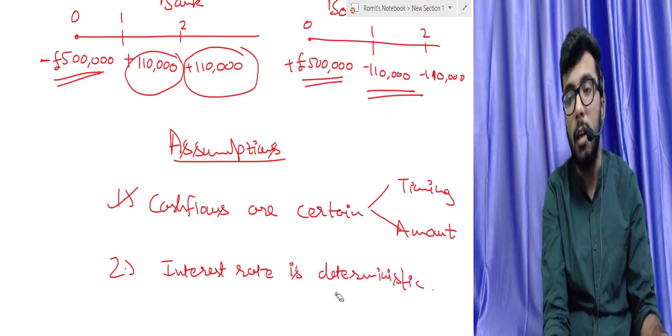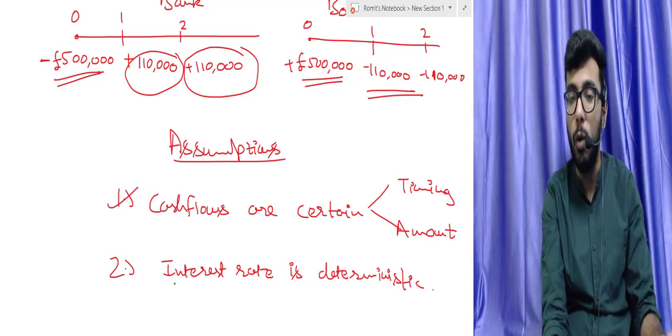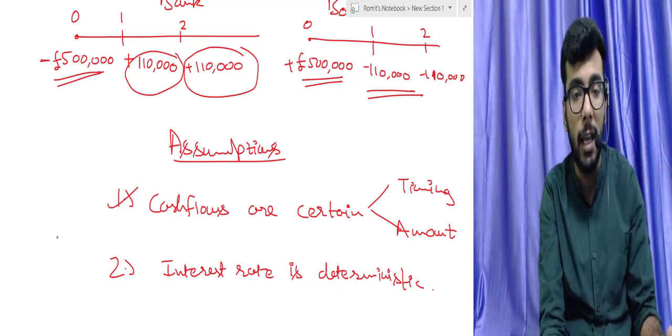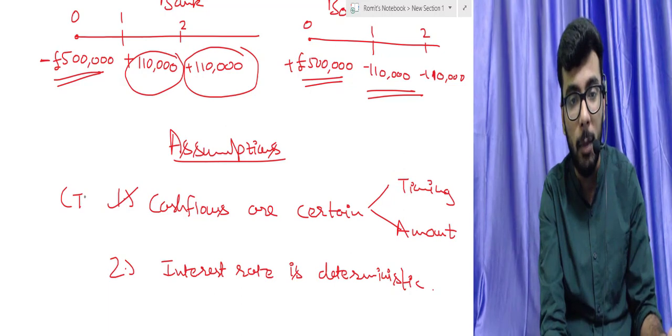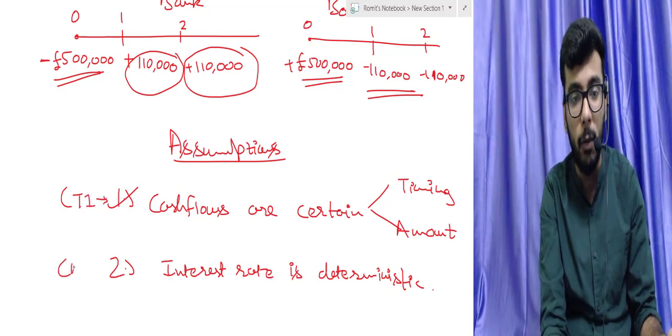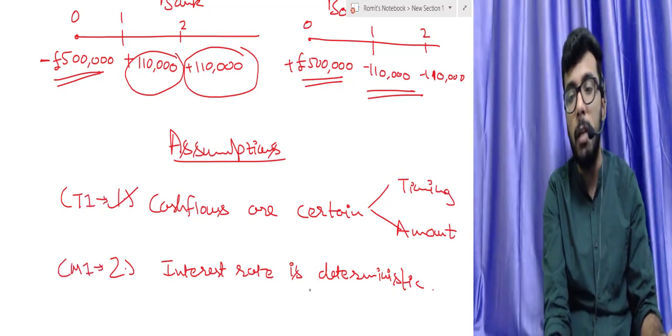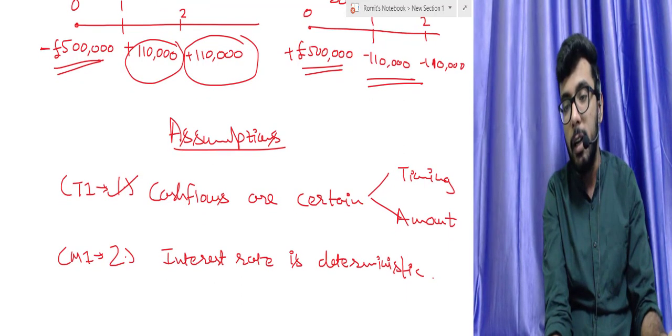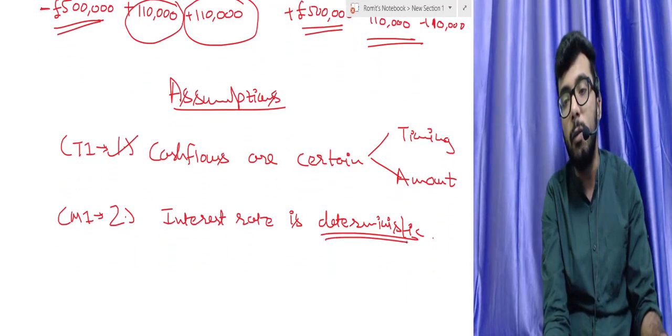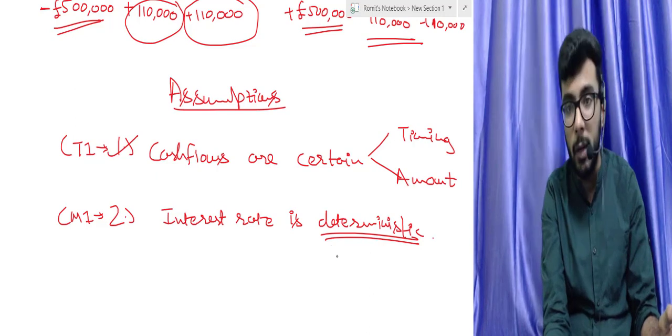This assumption will operate throughout this chapter. Okay, entire CM1. This was only applicable to CT1. This is applicable to entire CM1. What do I mean by deterministic interest rate? Okay, deterministic interest rate is one which is already known in advance.